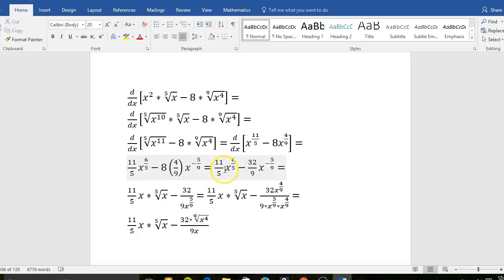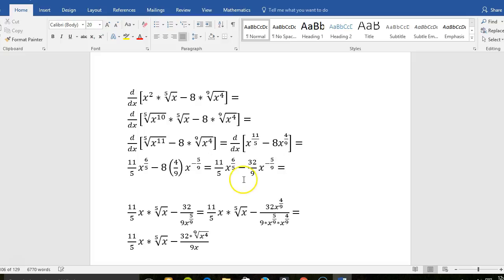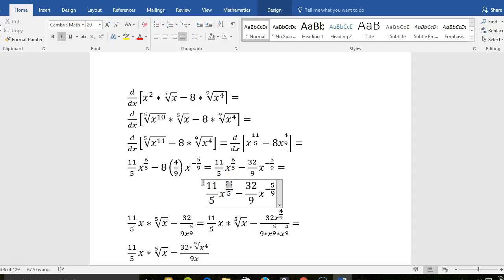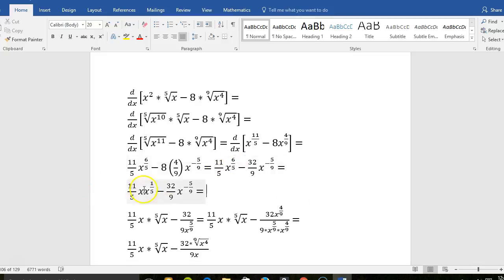Now, here's a trick. Remember, x to the 6/5 is really x to the 1 times x to the 1/5. I kind of skipped that step, and that might cause some confusion among some of my students. So lest there be any mistake, I'm writing x to the 6/5, by the law of exponents, as x to the 5/5, which is just x to the 1, times x to the 1/5. And then that x to the negative 5/9, I'm not messing with it yet. I've done what I needed to do. So I broke up 6/5 as x times x to the 1/5.